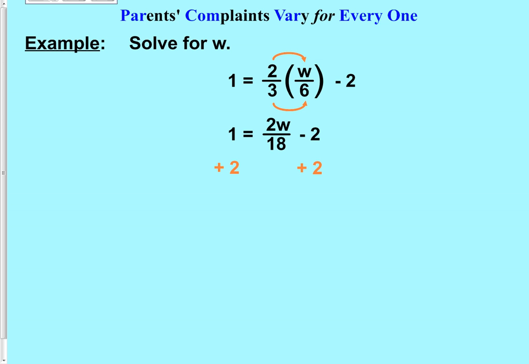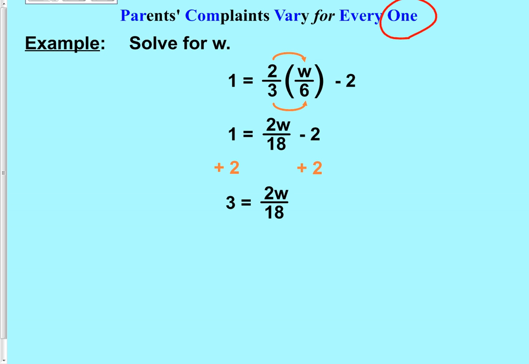Now, obviously, on the left side, we have 1, and now we have an additional 2, so obviously that is 3 on the left side. Okay, and now we have 2w over 18. Okay, that brings us to the fifth and final step, which is our 1 and 1 coefficient.